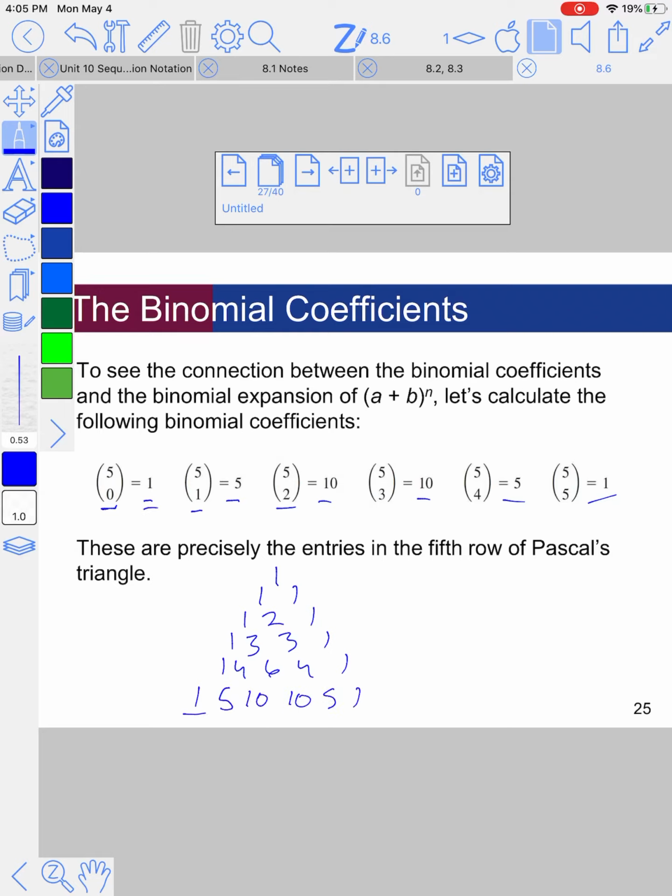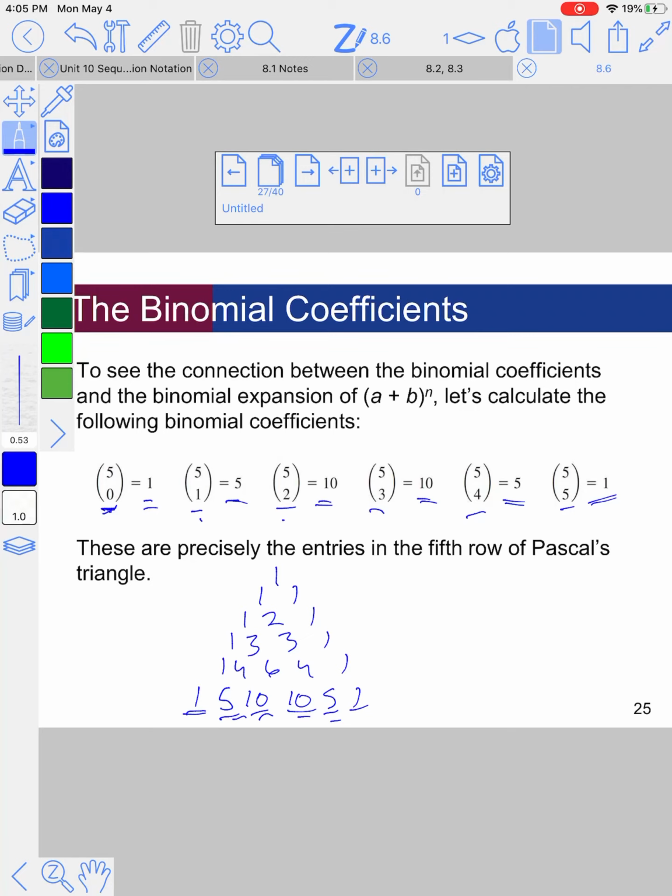1, 5, 10, 10, 5, 1. So, in other words, we can get these coefficients that are in Pascal's triangle by just doing this combination of 5 choose 0, 5 choose 1, 5 choose 2, 5 choose 3, 5 choose 4, and 5 choose 5. It's as simple as that.